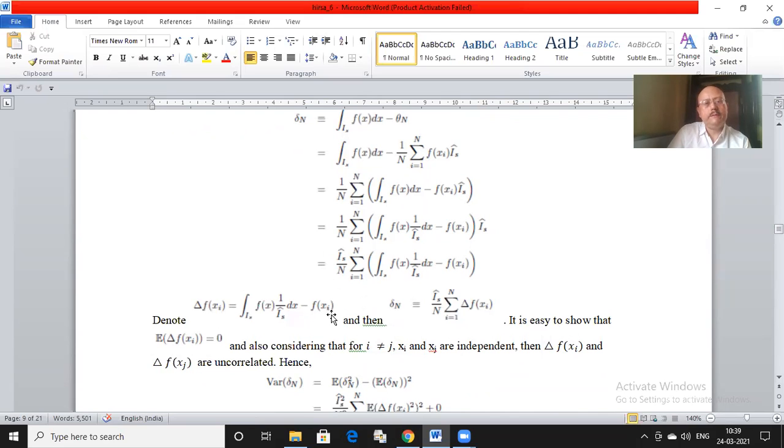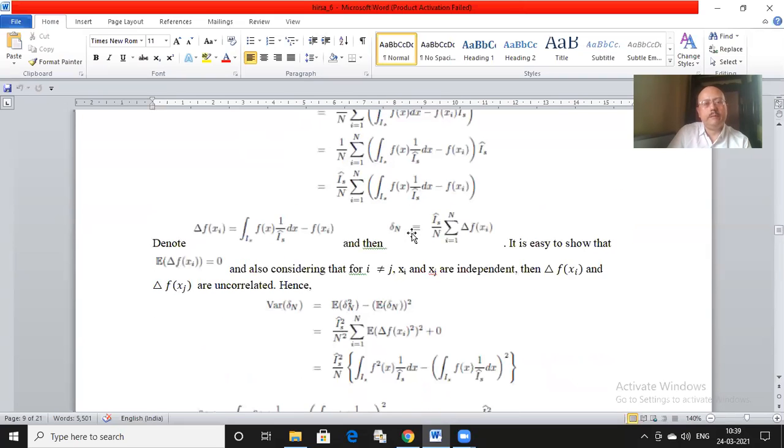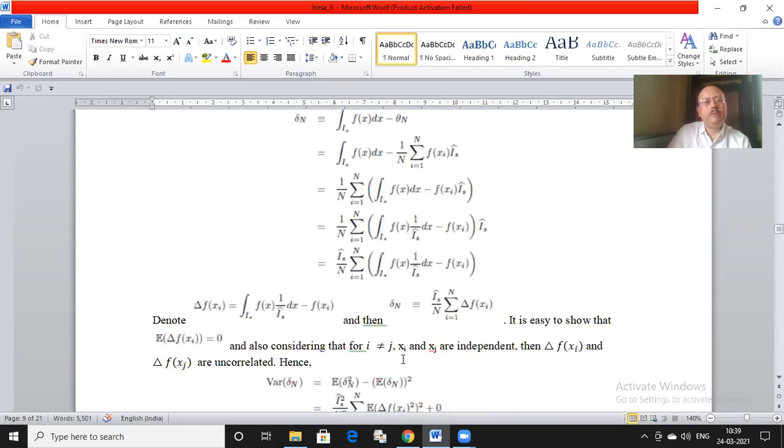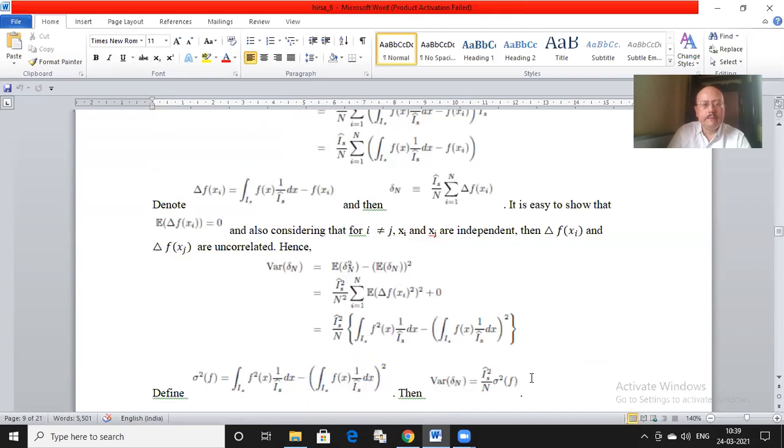So on average, I do not make error because of the law of large numbers. Also, if I consider two different points, xi and xj, because it is uniformly distributed, we can consider these points to be independent. So then delta f(xi) and delta f(xj) will also be uncorrelated. So it works like a simple random sampling scheme. We have used the same logic when we deduced the standard error for a simple random sampling scheme.